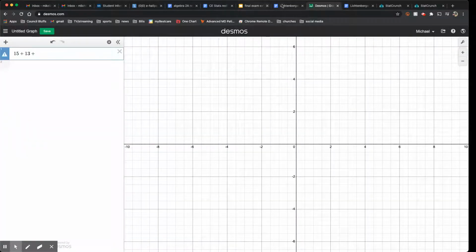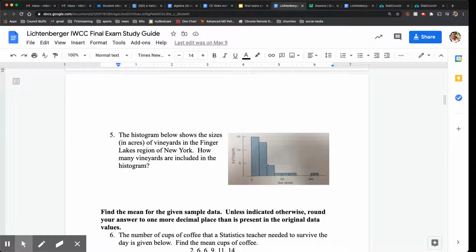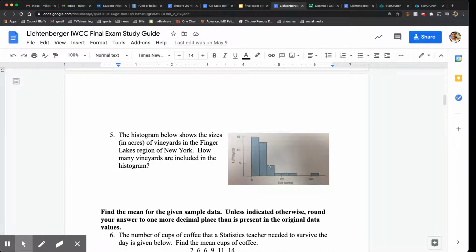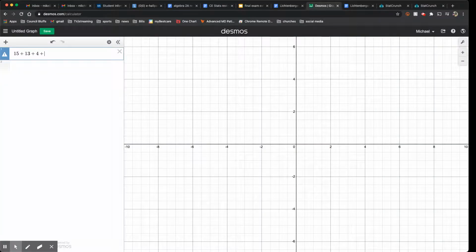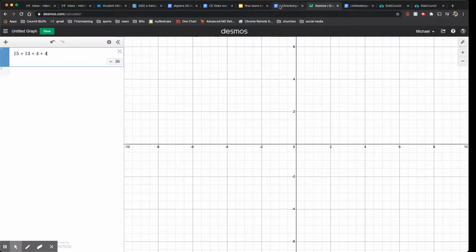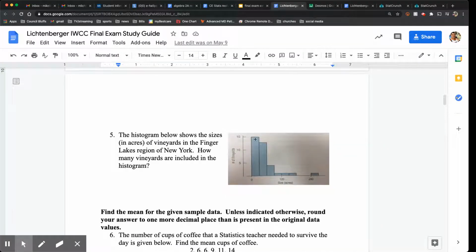Like I said, the one on the test will be a little more clear. This third one, I'm going to call that 4, the third bar. And then, so we've done the first 3 bars, and then there's 4 bars left out here that are all at the same level. I'm going to call that 1. So this one's 1, this one's 1, this one's 1. So that's adding an additional 4. So we will say that the answer, how many vineyards are included in the histogram, is 36 vineyards. We just added the amount for each individual bar.